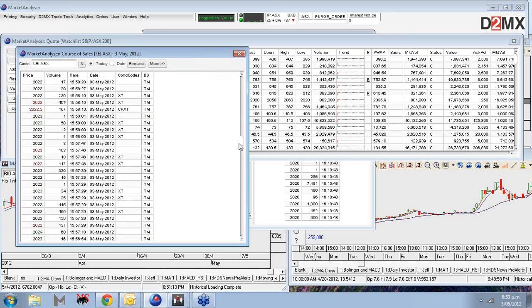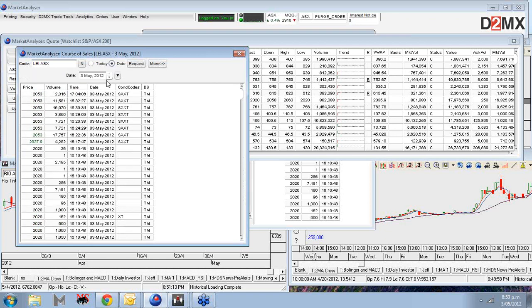in late and over the day. So you can look back, and we're looking at today's date, but you can actually go back in history and look at any day and see the actual trades that are transacted. So they're stored in here as well.